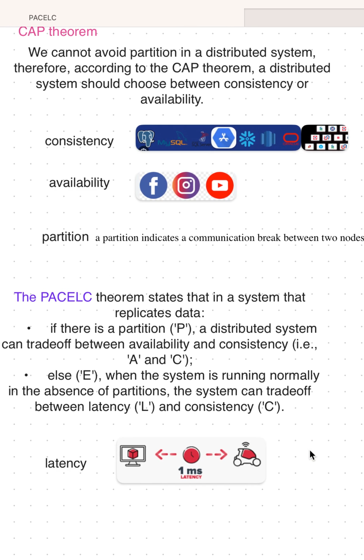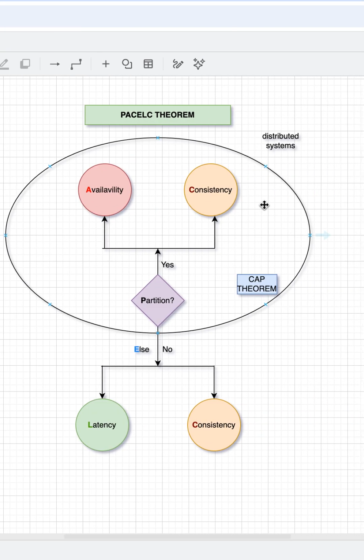Now let me show this diagram to you. Here you can see we have availability, consistency and partition, right? If there is a partition, we go for availability, otherwise consistency. This is the normal CAP theorem. Other than that, in distributed systems, if there is no partition or no network failure, in that case we go for latency or consistency, right?